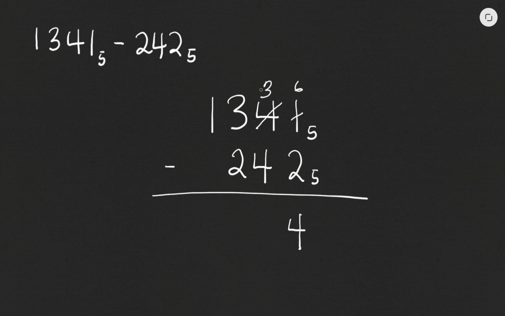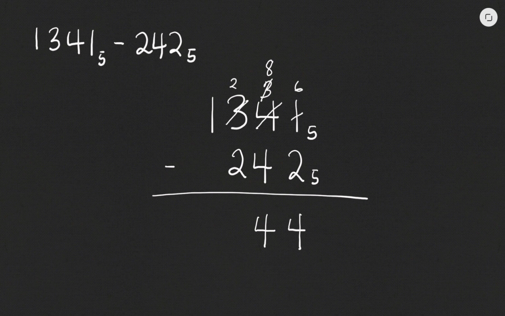Now I have 3 here. 3 minus 4, that is impossible. So I have to borrow again. I borrow 1 from here, I'm left with 2. And the 1 that I borrow, I will not add that 1 as 10, but I'll add it as 5 since we are dealing in base 5. So that 1 becomes 5 plus the 3 over here, then it becomes 8. So I now have 8 over here. So 8 minus 4, that will give me 4. So I write down the 4 over here.